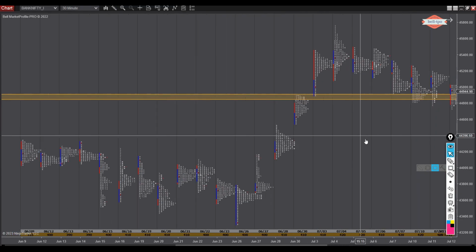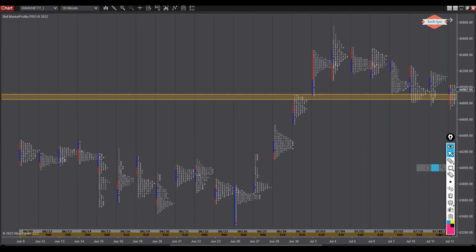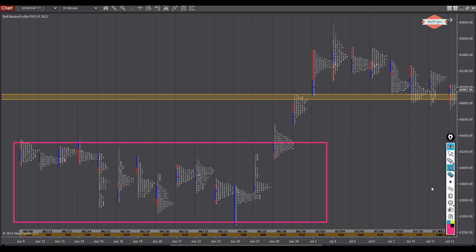And in fact, if you look at this whole consolidation, and if you combine these profiles, you will get a composite HVN, and that should be somewhere around 43,800. So not only 44,200, we can even come down to 43,800. That also is possible.